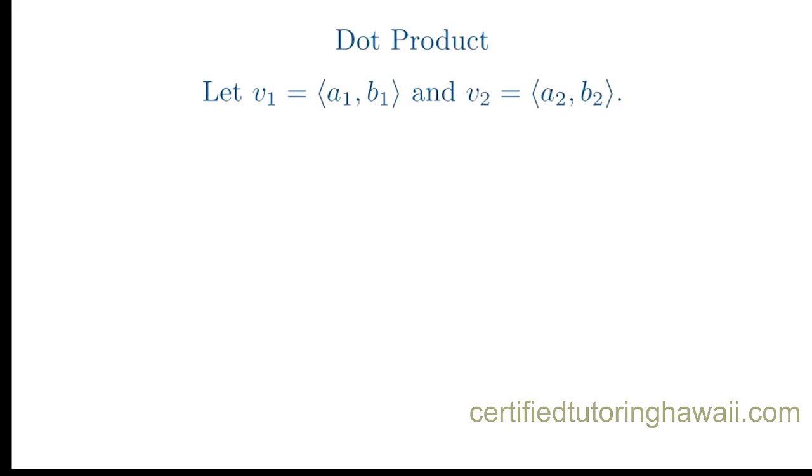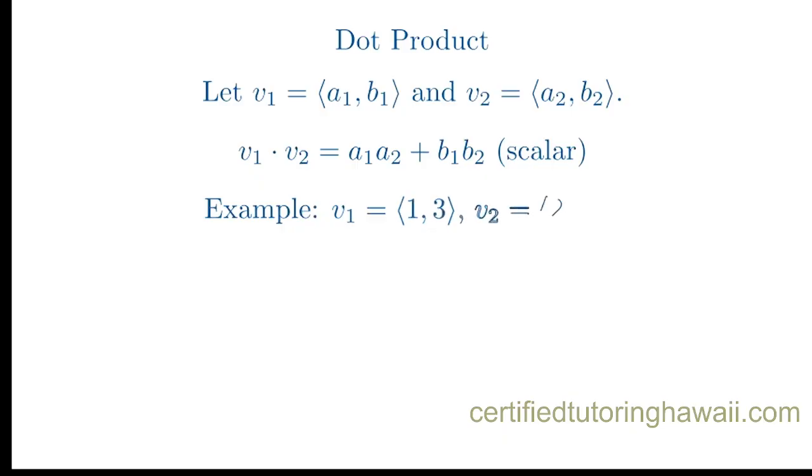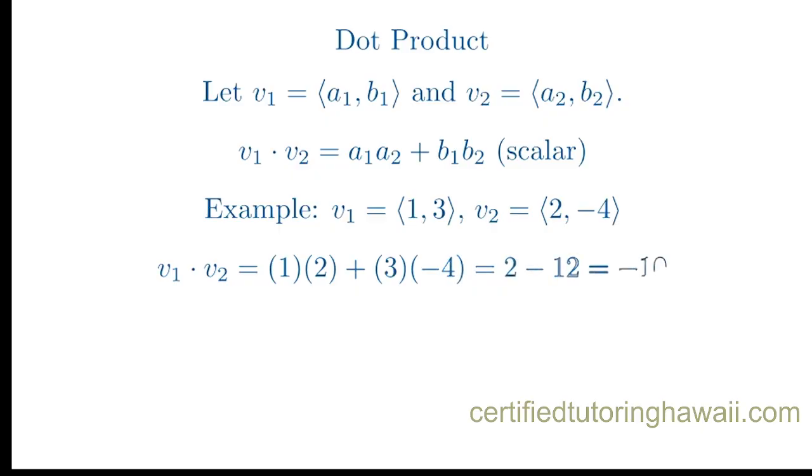Our final vector operation is the dot product. This is a very powerful tool because it results in a single number, a scalar, and tells us something about the relationship between two vectors. The dot product, sometimes called the scalar product, is calculated by summing the products of the corresponding components. So, the dot product of ⟨a1, b1⟩ and ⟨a2, b2⟩ is a1 times a2 plus b1 times b2. Let's see this in action. Using our vectors v1 equals ⟨1, 3⟩ and v2 equals ⟨2, -4⟩, their dot product is 1 times 2 plus 3 times negative 4, which is 2 minus 12, or negative 10.